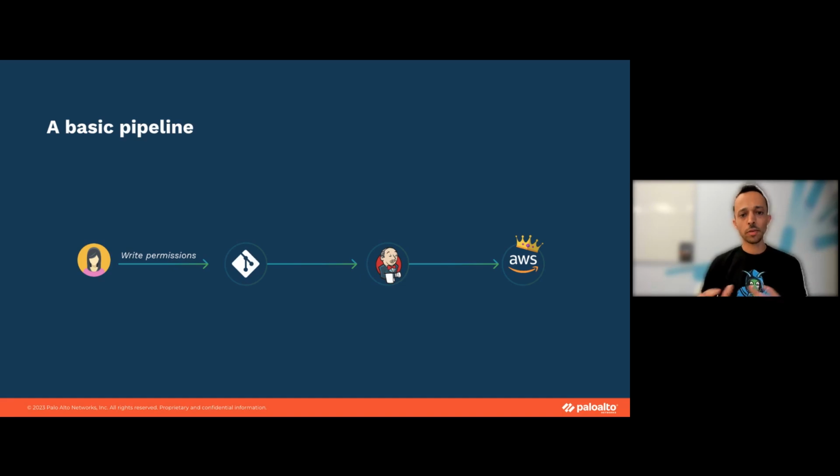So here's a basic CI/CD pipeline. We have a developer here with write permissions, pushing code to a repo that is linked with a Jenkins pipeline that ships code and even infrastructure to production. In this case, AWS, just as an example. Again, this is the crown jewel where the attackers want to reach. And here comes the attacker. It can be easily identified, by the way, since it's red and it wears a hoodie.